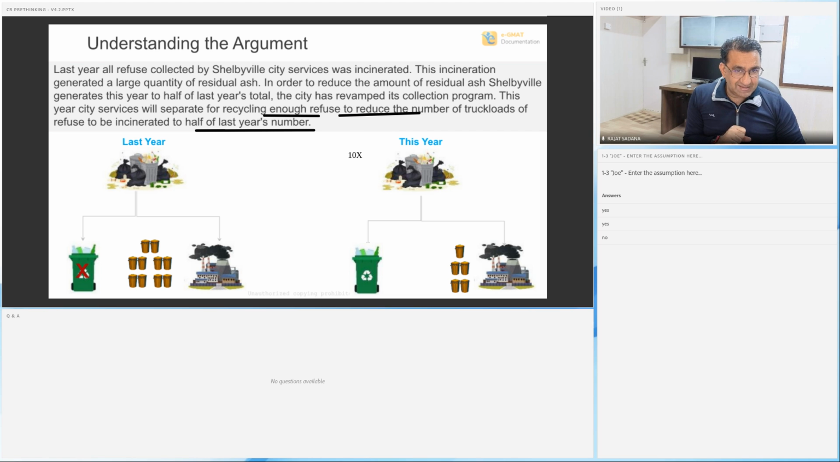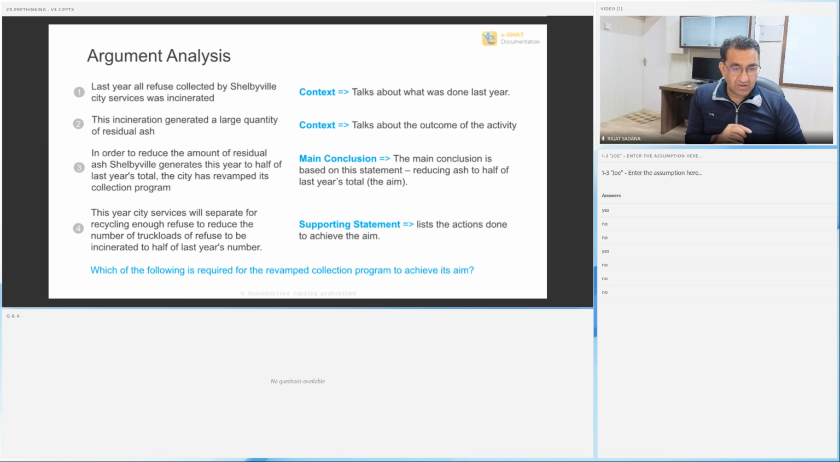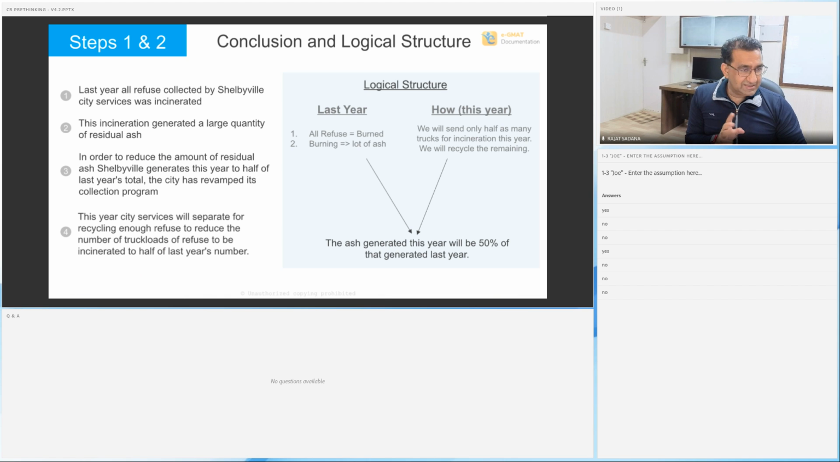Well, the city services is saying that essentially, we are only going to send half as many truckloads as we sent last year. It's regardless of the amount of refuse. This statement is not conditional to any amount of refuse. Right? Is it conditional to any amount of refuse? Okay. All right. So with that clear, let's go through our pre-thinking process.